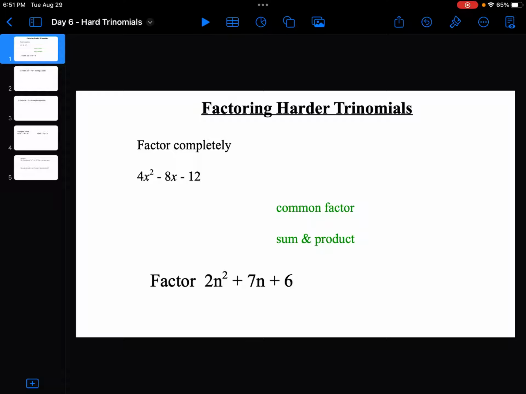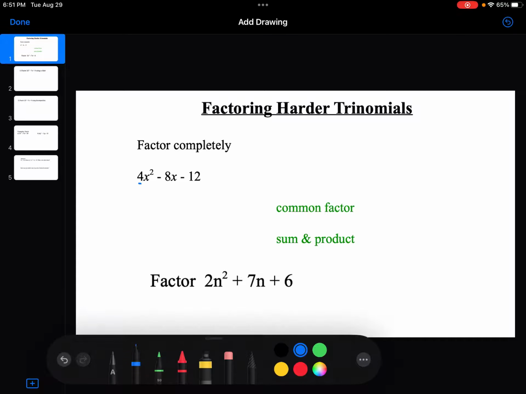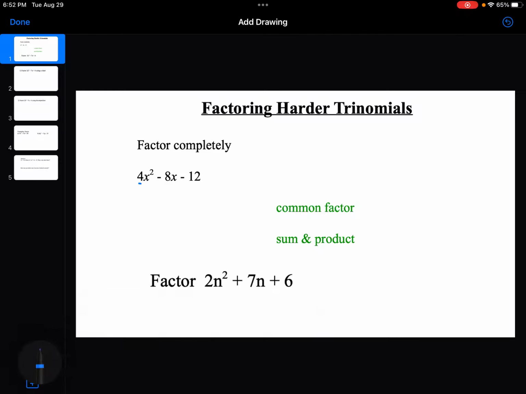The next type of factoring trinomials we're going to look at is harder trinomials, or if we have an a value. Now, sometimes when we have an a value, like this first question here, we can actually factor it out by common factoring first. We recognize that we have a 4 at the front, but when we look at our other values, this is typically a, b, c.